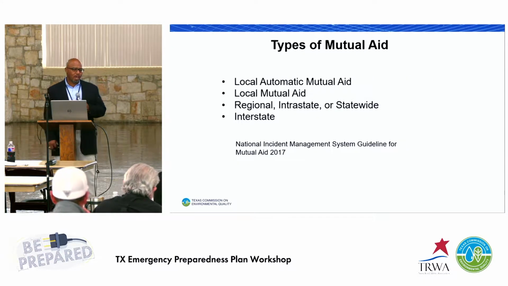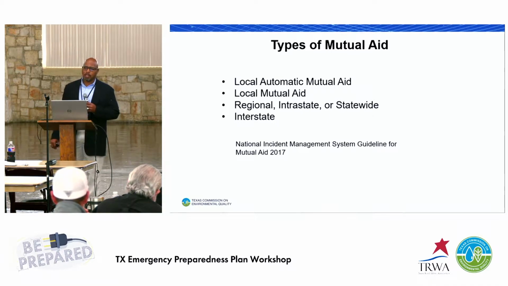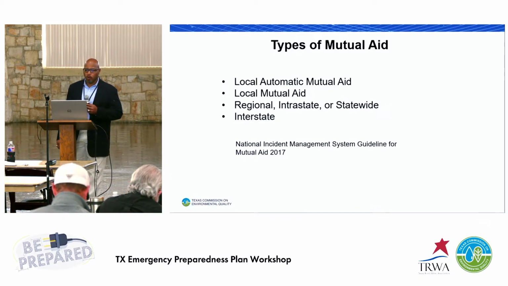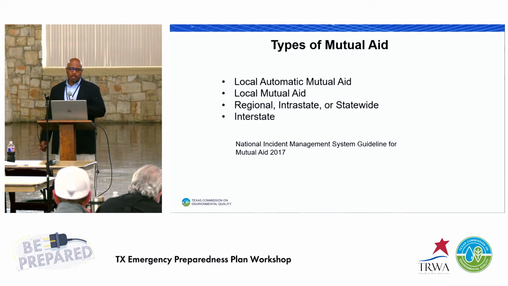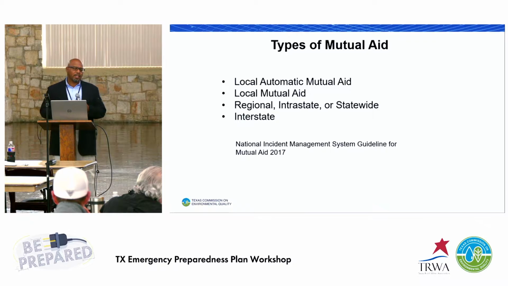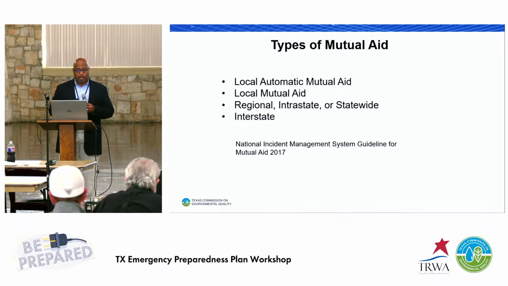So there's a few different types of mutual aid. There's local automatic mutual aid. You'll see this a lot with police and fire, where they have put in place an agreement so that they don't need an actual request for services. They'll go ahead and help based on a predefined area, going in and helping out another jurisdiction. So that's local automatic mutual aid.